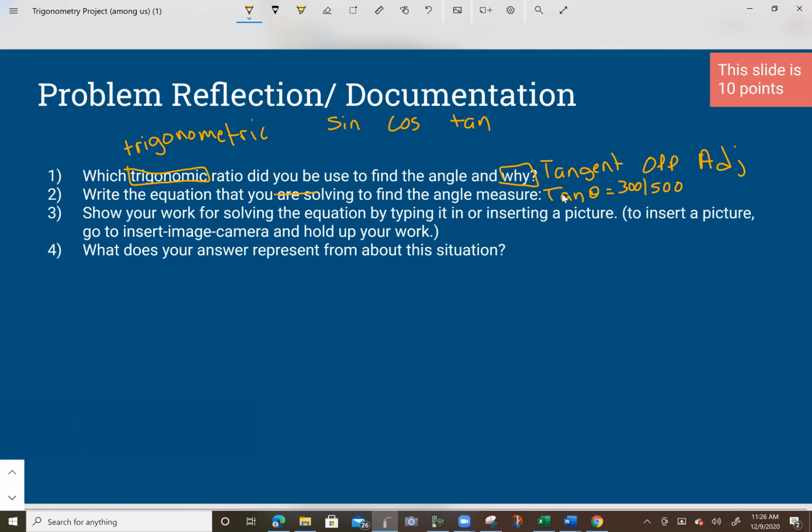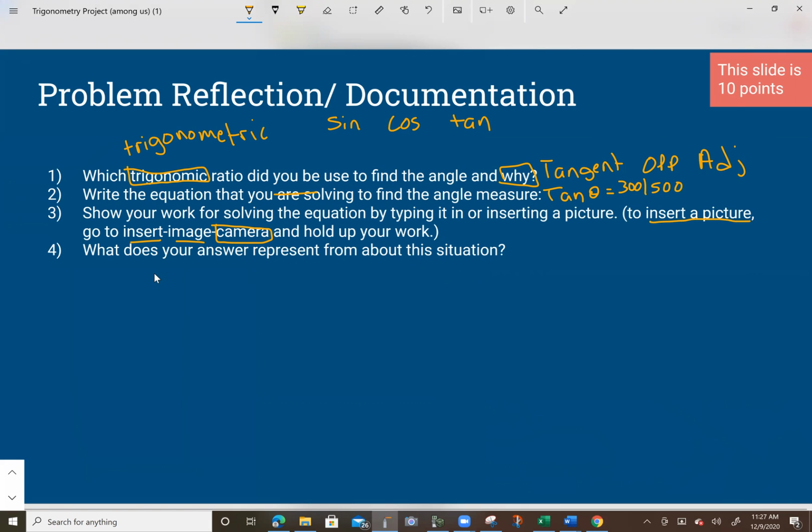Show your work for solving the equation. And this is where it's probably just easiest to insert a picture. When on these slides, you go to insert, image, and then find camera. Just hold your work up to the camera to put a nice little picture right in here. Feel free to type it up. It would be cool if you could do a screenshot of the calculator. That would be pretty dope. Any ways you can make it as cool and neat as possible, please do that.